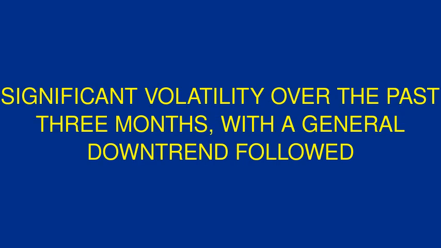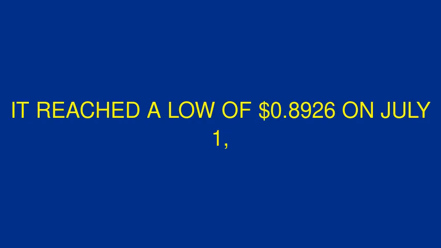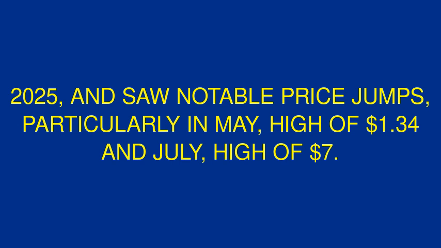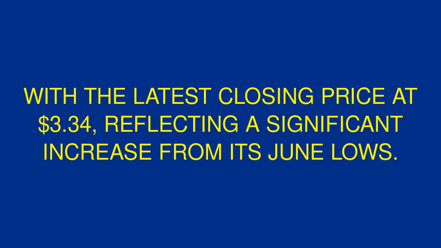General overview and trend. MBIO has exhibited significant volatility over the past 3 months, with a general downtrend followed by a sharp spike in early July. Starting at $1.33 on April 9, 2025, the stock peaked at $7 on July 7, 2025, before closing at $3.34. It reached a low of $0.8926 on July 1, 2025, and saw notable price jumps, particularly in May, high of $1.34, and July, high of $7. The stock appears to have entered a consolidation phase after the July spike, with the latest closing price at $3.34 reflecting a significant increase from its June lows.